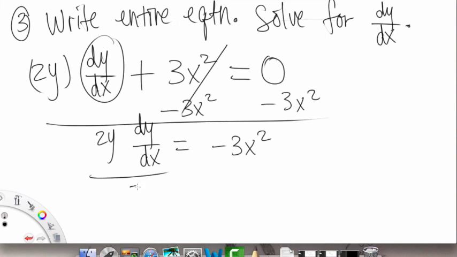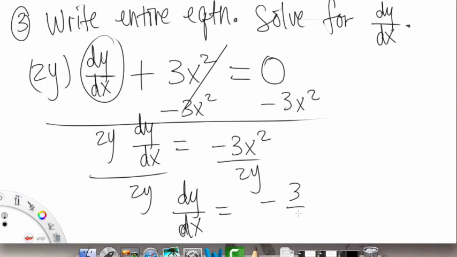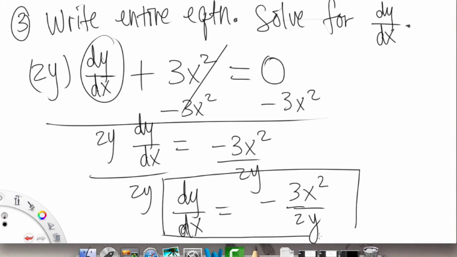Now we're just going to divide by 2y, so we get finally that our dy/dx, the relation between y and x, is going to be simply negative 3 over 2 times x squared over y. So this is our dy/dx, our first derivative of the given function.